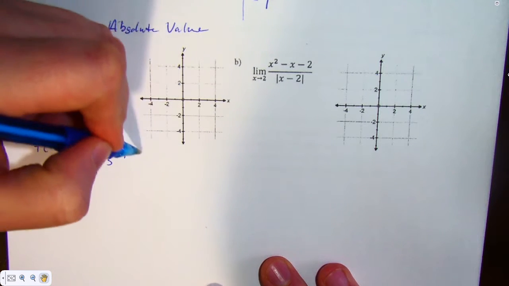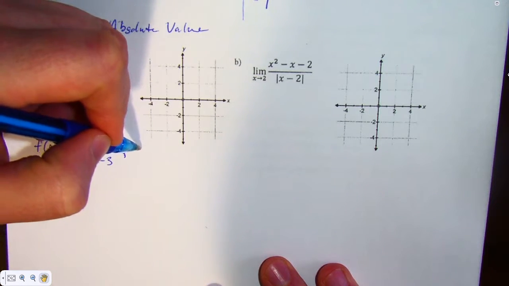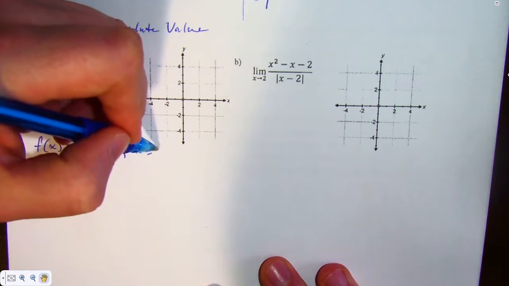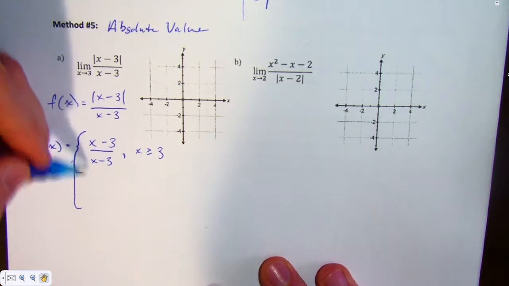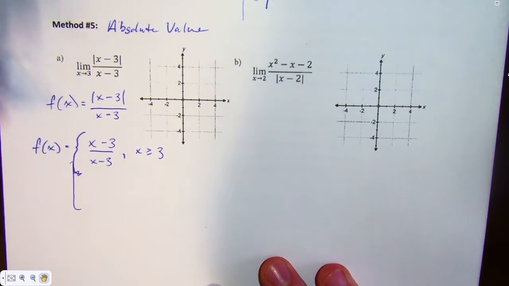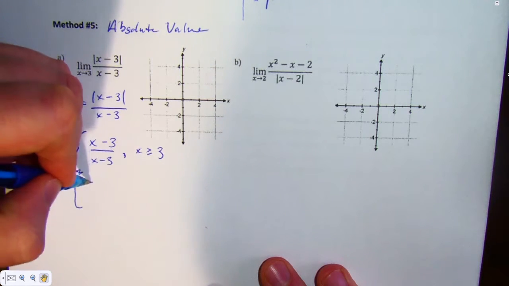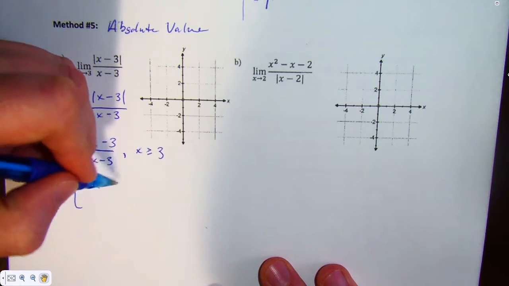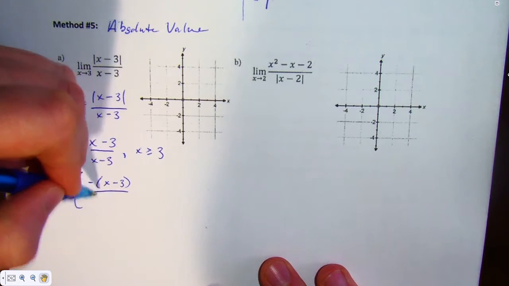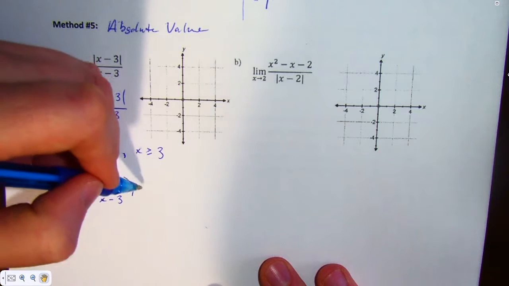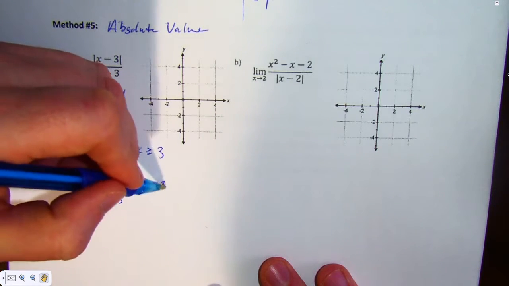That would be if x is larger than 3. The other situation here is that if x is less than 3, then we do have to change the sign of this. So this would be negative x minus 3 over x minus 3, and that's going to happen when x is less than 3.